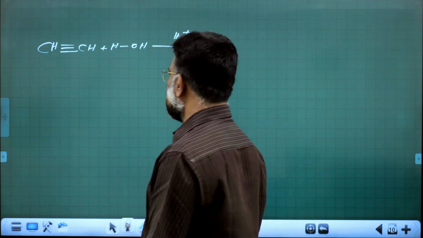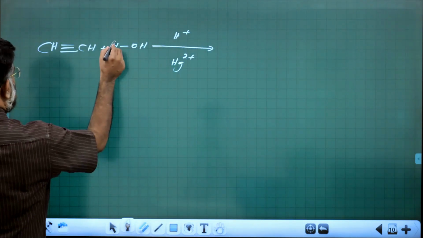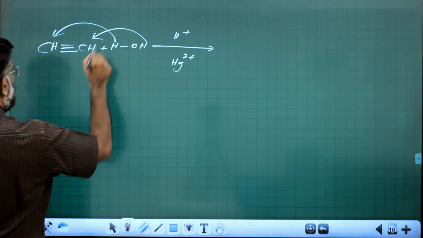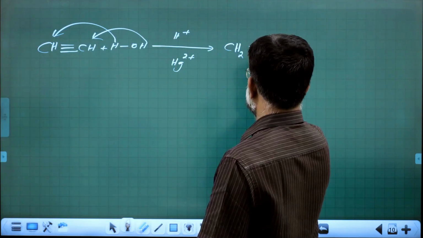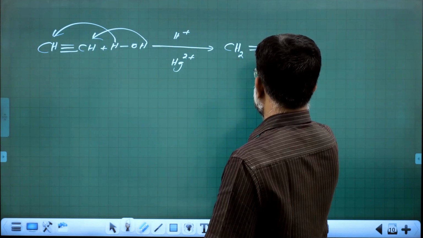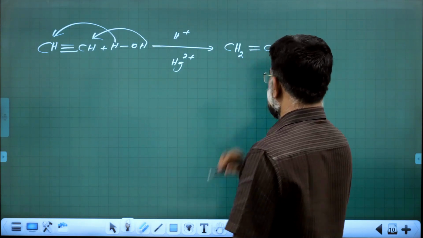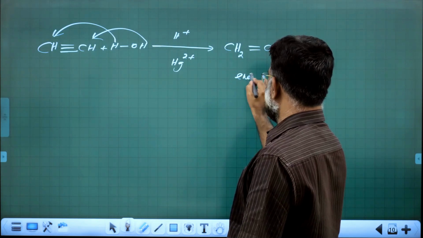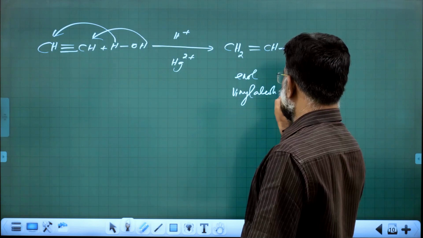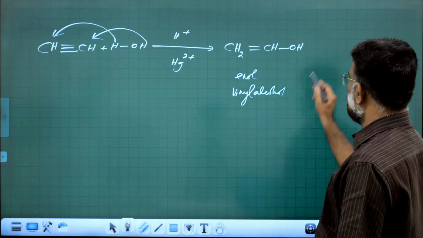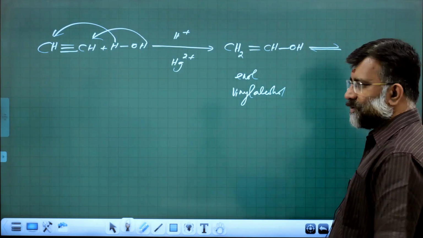So what will be the nature? Hydrogen is added here and OH added here. You get CH turn CH2, triple bond turn double bond, and you get CHOH. This is called enol, vinyl alcohol. And this vinyl alcohol undergoes an isomerization change.